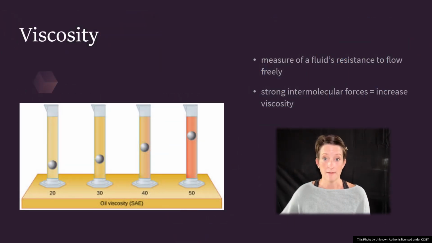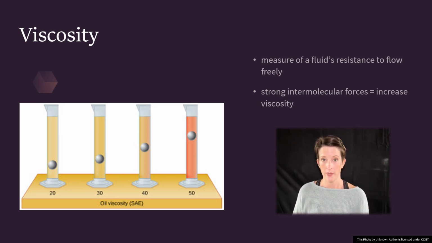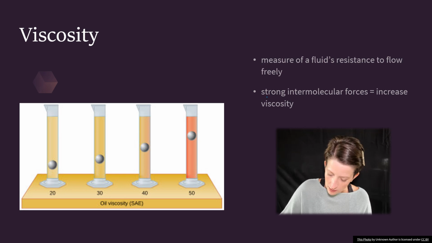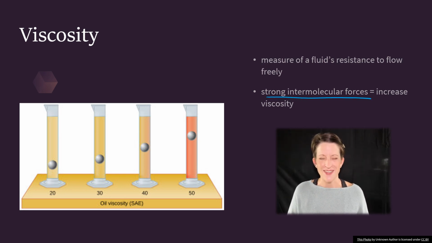Another property is viscosity. So viscosity is the measure of a fluid's resistance to flow, like how easy it can flow. We look at water as the base compound. So we kind of said water is 1. Are you more or less viscous than water? As you change the intermolecular forces, you're going to change the viscosity.